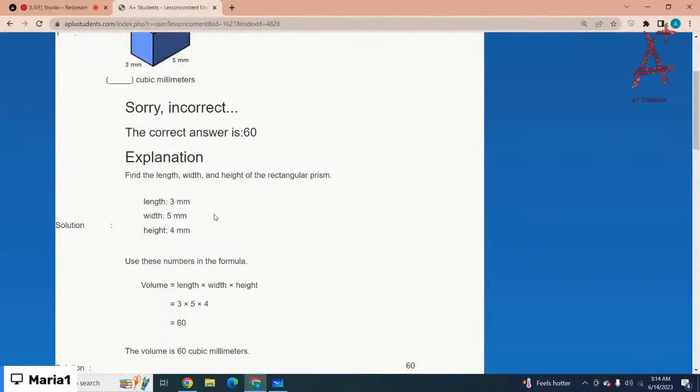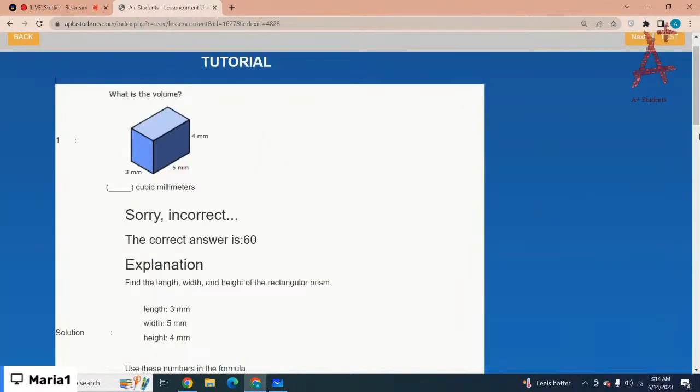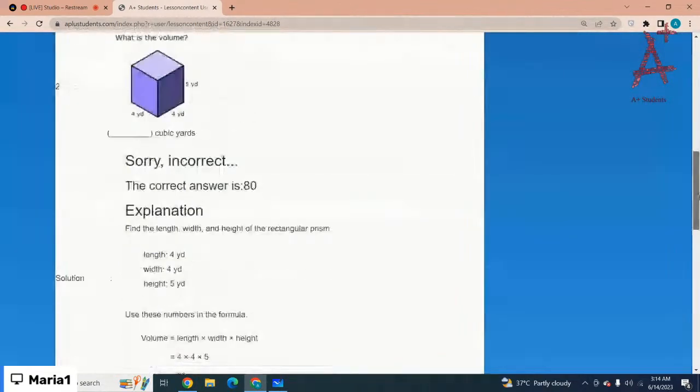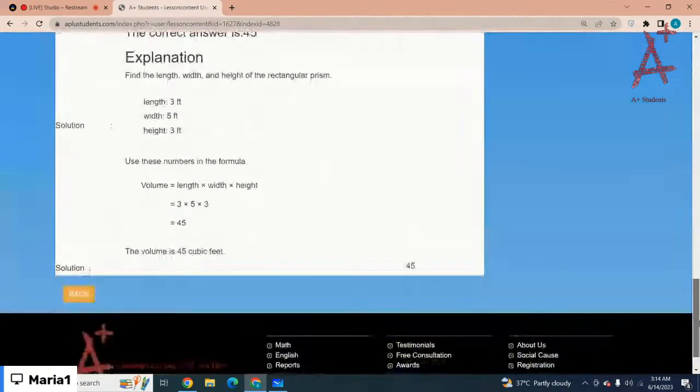Whenever you have to calculate the volume of the prism, you have to use the formula length times width times height. So length is 3, width is 5, and height is 4. So you have to do 3 times 5 times 4, so that would be 60 cubic millimeters. Got it? Whenever you have to calculate the volume of the rectangular prism, it would be length times width times height. Got it?